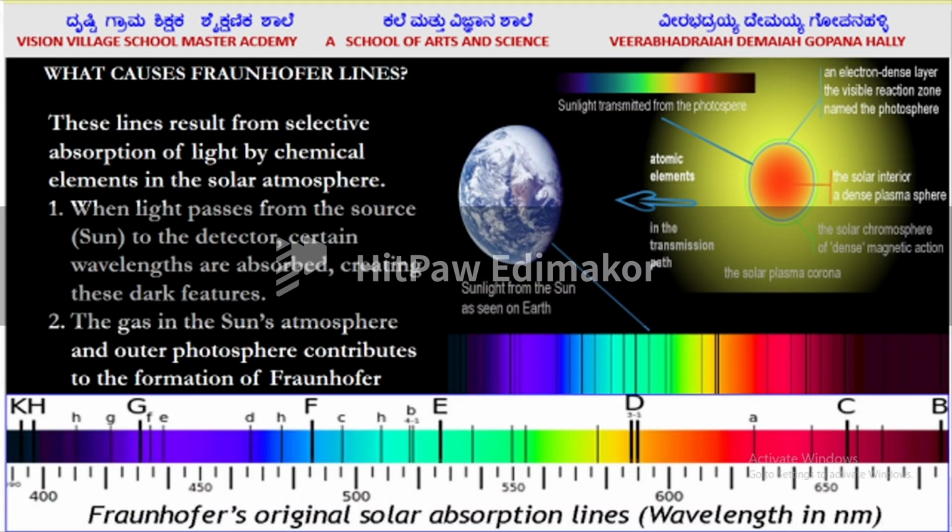These lines result from selective absorption of light by chemical elements in the solar atmosphere. When light passes from the source, the sun, to the detector, certain wavelengths are absorbed, creating these dark features. The gas in the sun's atmosphere and outer photosphere contributes to the formation of Fraunhofer lines.